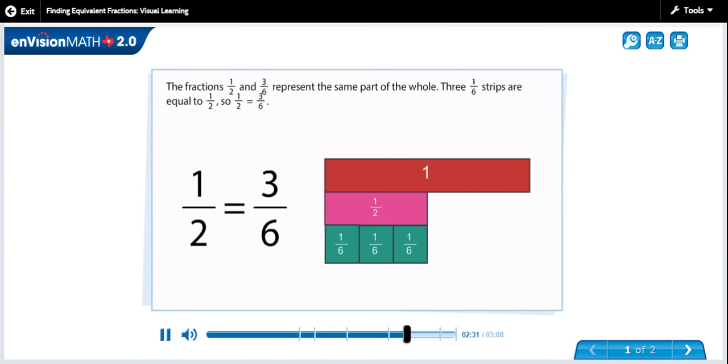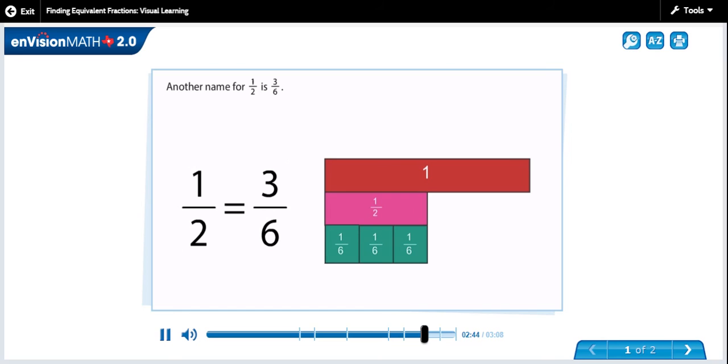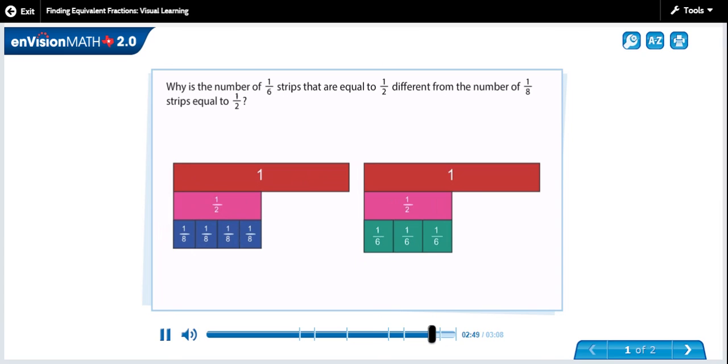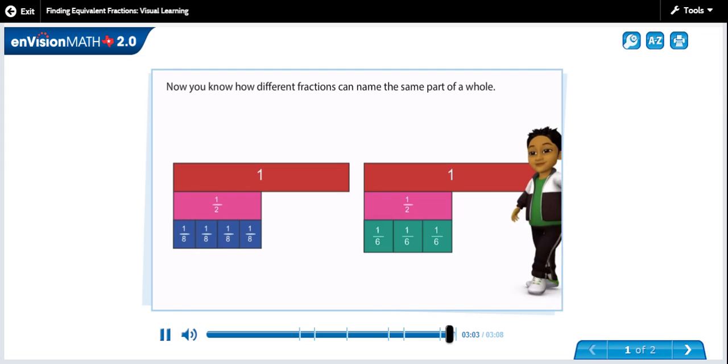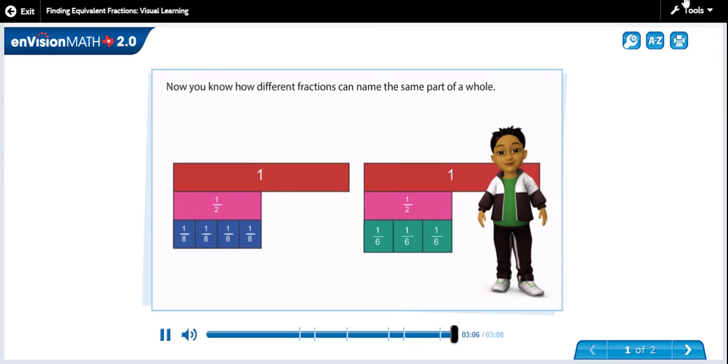The fractions 1/2 and 3/6 represent the same part of the whole. 3 1/6 strips are equal to 1/2, so 1/2 equals 3/6. Another name for 1/2 is 3/6. Why is the number of 1/6 strips that are equal to 1/2 different from the number of 1/8 strips equal to 1/2? Each 1/6 strip is longer than each 1/8 strip. Now you know how different fractions can name the same part of a whole.